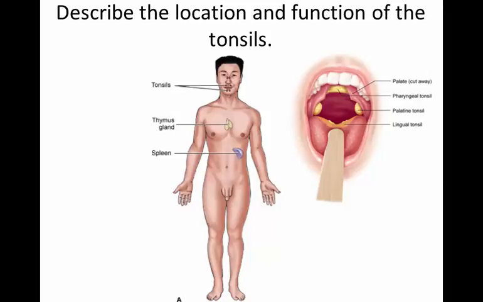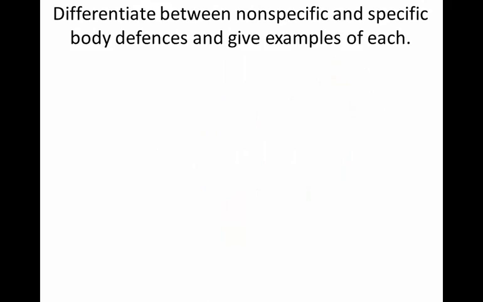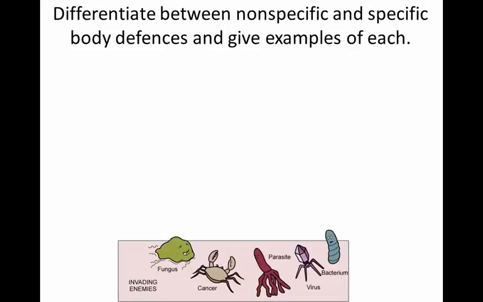So let's move on to some of the details surrounding the immune system. Let's start by differentiating between nonspecific and specific body defenses and giving examples of each. As mentioned, there are a number of different pathogens, invading enemies that can get into our body and produce disease: fungus, cancer, parasites, viruses, or bacteria.